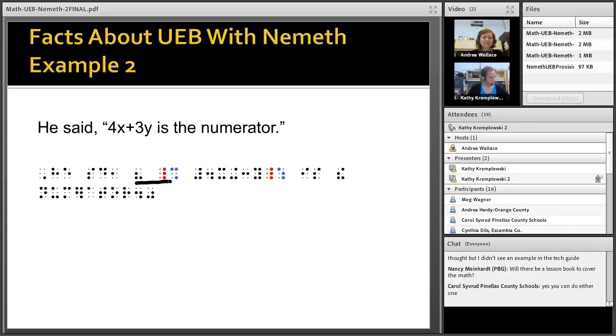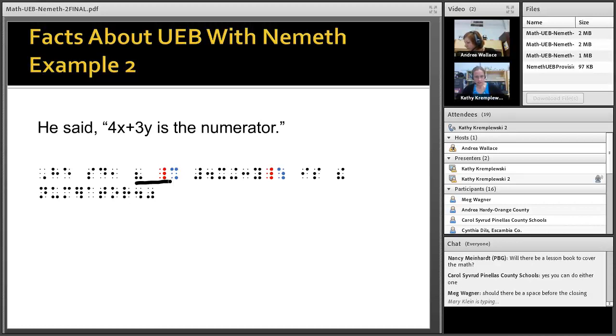But I'm pretty sure, and actually I've got the guidance piece right here. Yes, there should be no space between that open quote and the open Nemeth symbol. Yep. So then we have the 4x plus 3, and then there should be a space in between the 3y and the closing. Because essentially you're always going to have a space between the Nemeth material and the opening sign, and you're always going to have a space between the Nemeth material and the closing sign.